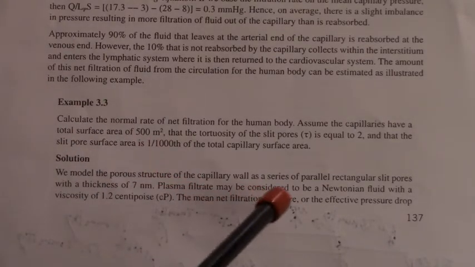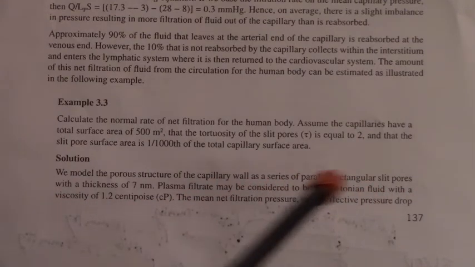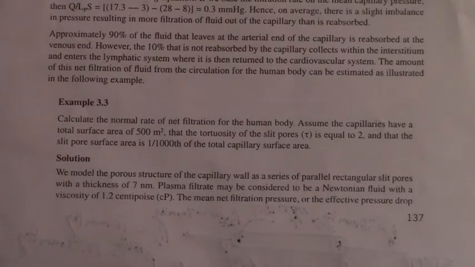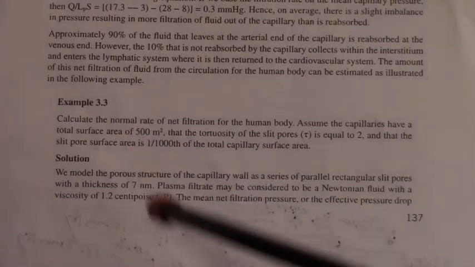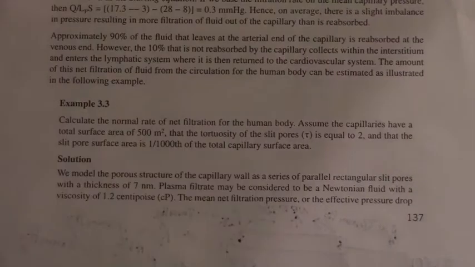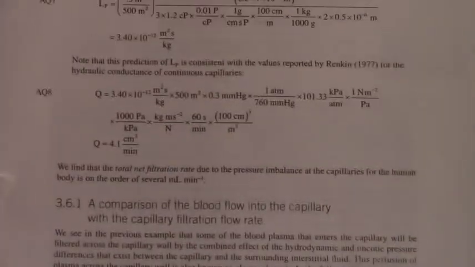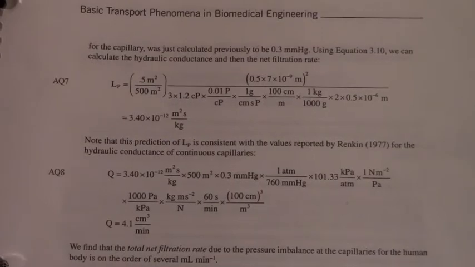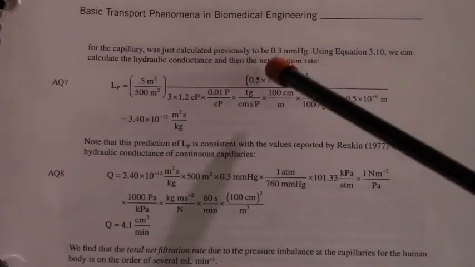The plasma filtrate may be considered to be a Newtonian fluid with a viscosity of 1.2 centipoise. Later in today's lecture, we'll start talking about what we mean by Newtonian fluids and what we mean by viscosity and so on. But for now, just remember that that number represents the flow resistance of the plasma. And the mean net filtration pressure, or the effective pressure drop for the capillary, is the mean value we just calculated at the beginning of this lecture.